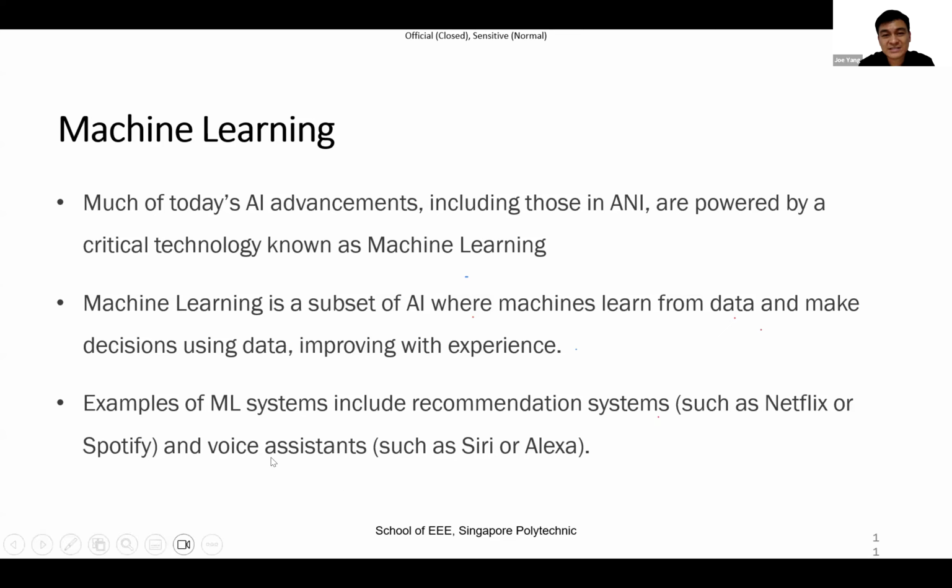For example, voice assistants like Siri or Alexa are also part of machine learning, so they are trained with multiple languages and multiple conversations. After that, today Siri, Alexa or Google Gemini can understand human content or human topics, so that they can reply to humans in a natural way.